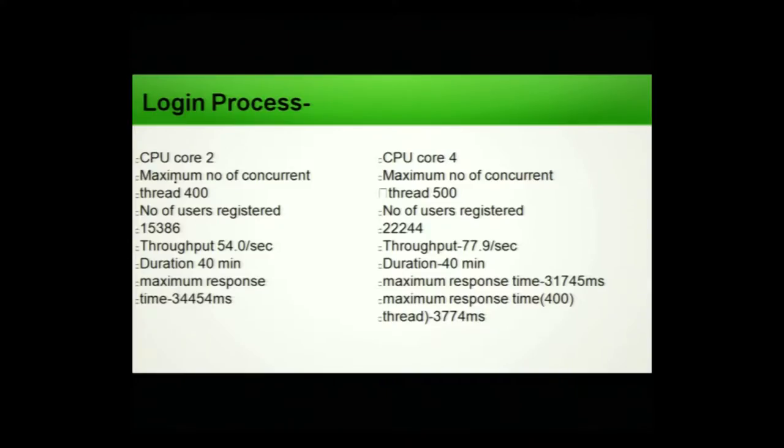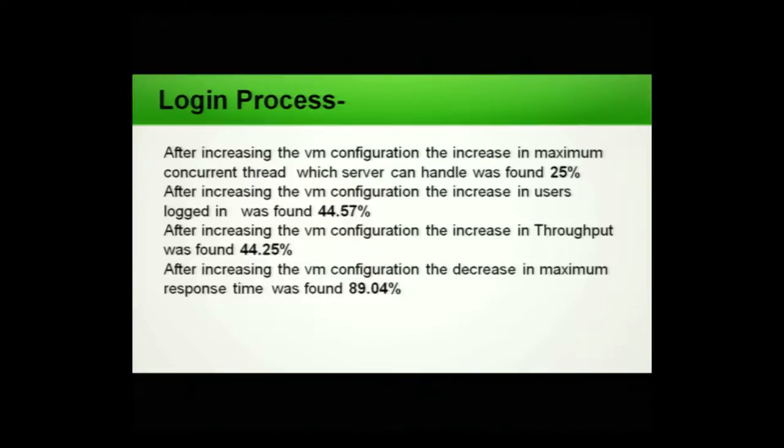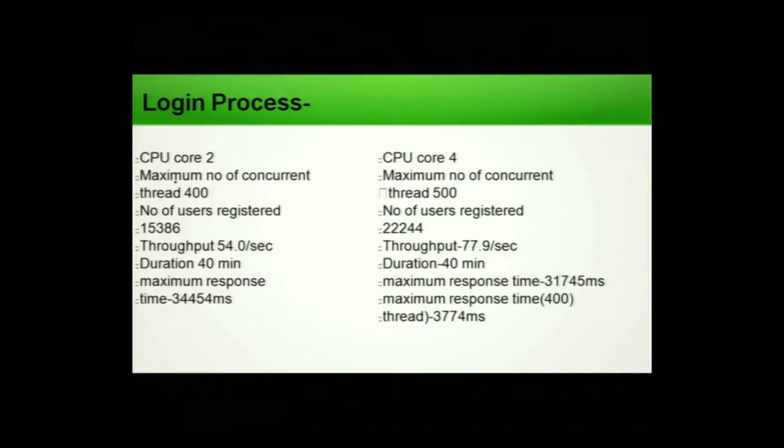Sir, this was a scalability test. Initially, we had two cores, so we did the testing on that, then increased it to four cores and tested again to see how much the performance increased. The maximum threads we achieved without any error was 400 with two cores and 500 with four cores. We ran it for about 40 minutes, and about 15,386 users logged in.